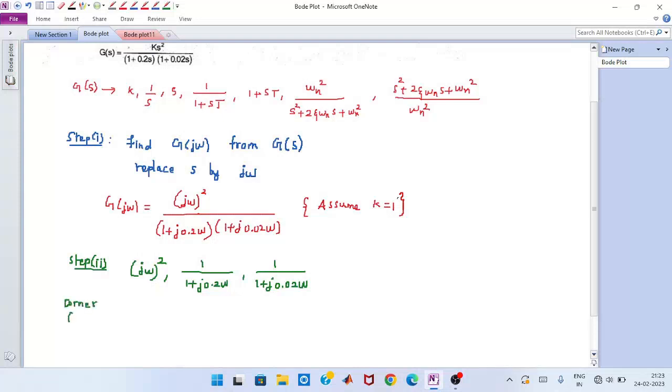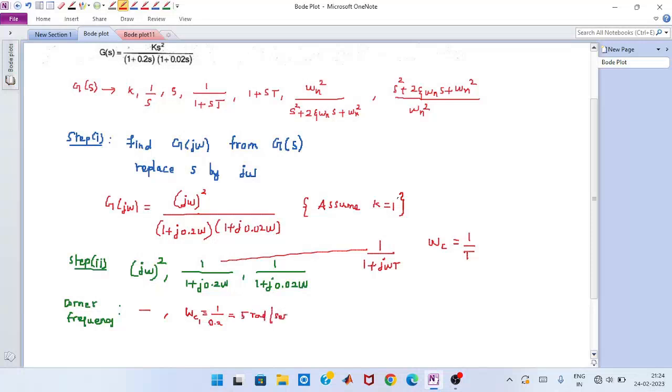You know what is the meaning of corner frequency? For (j omega) the whole square, that is the differentiator term, so it never contains any corner frequency, so we can put it as a dash. However, we have 1 by (1 plus j 0.2 omega), which is the standard format of 1 divided by (1 plus j omega T). Instead of T we have 0.2. We know the corner frequency omega c is 1 by T. So the corner frequency omega c1 for the first order system number 1 is 1 divided by 0.2, so the value is 5 radians per second.